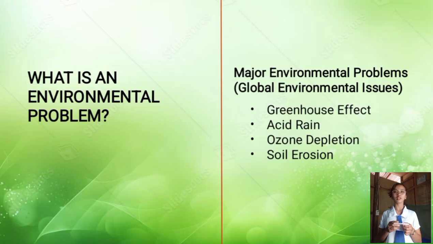There are four global issues. We have the greenhouse effect or global warming, acid rain or polluted rain that can harm plants and buildings, the third one is ozone depletion or the thinning of Earth's protective shield, and the last one is soil erosion or the wearing of topsoil.